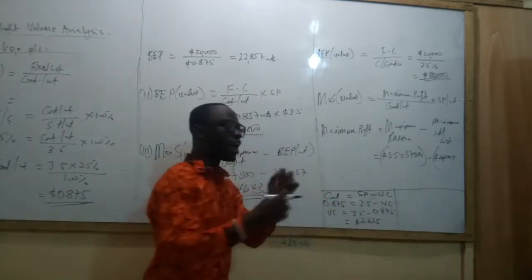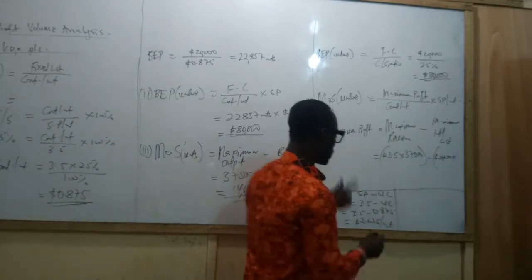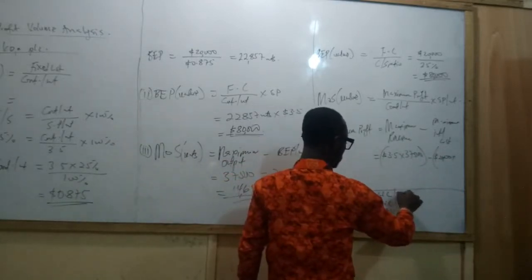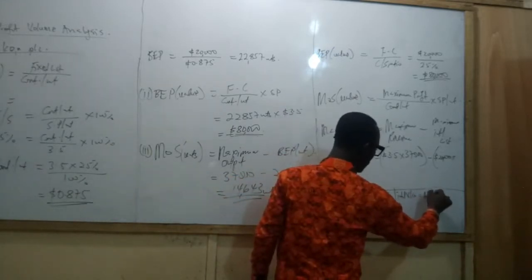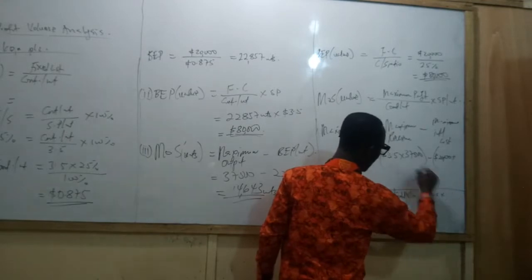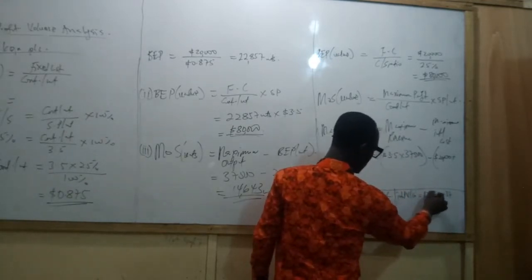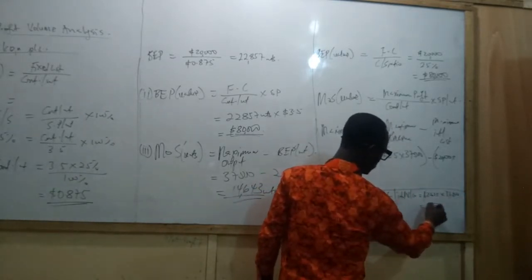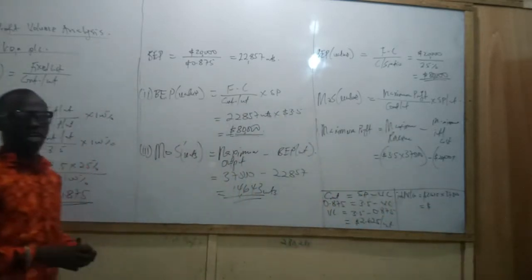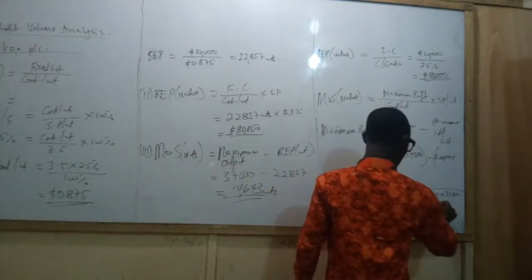$2.625. So that's variable cost per unit. But we need total variable cost here. So what's the total variable cost? This figure, 2.625, times 37,500. What do we have to get a total variable cost? 98,438. Confirm.